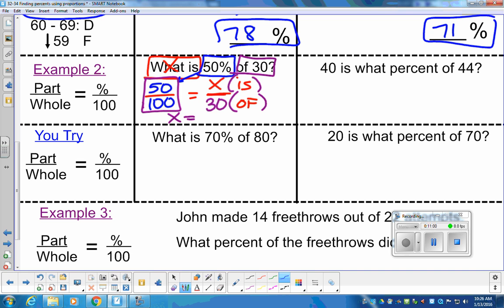You should be coming up with an answer of 15. Which means that if you had 50% out of 30, you scored a 15. Many of you could have come up with that answer with simple mental math, but that's how we would get there using proportions.